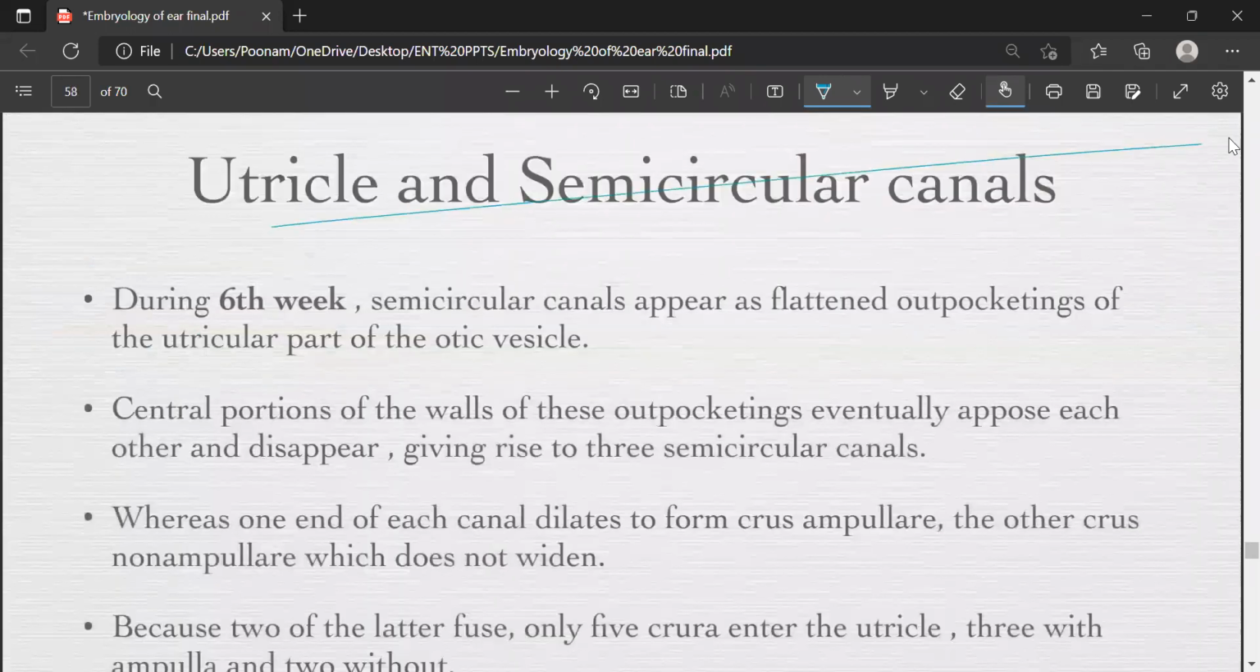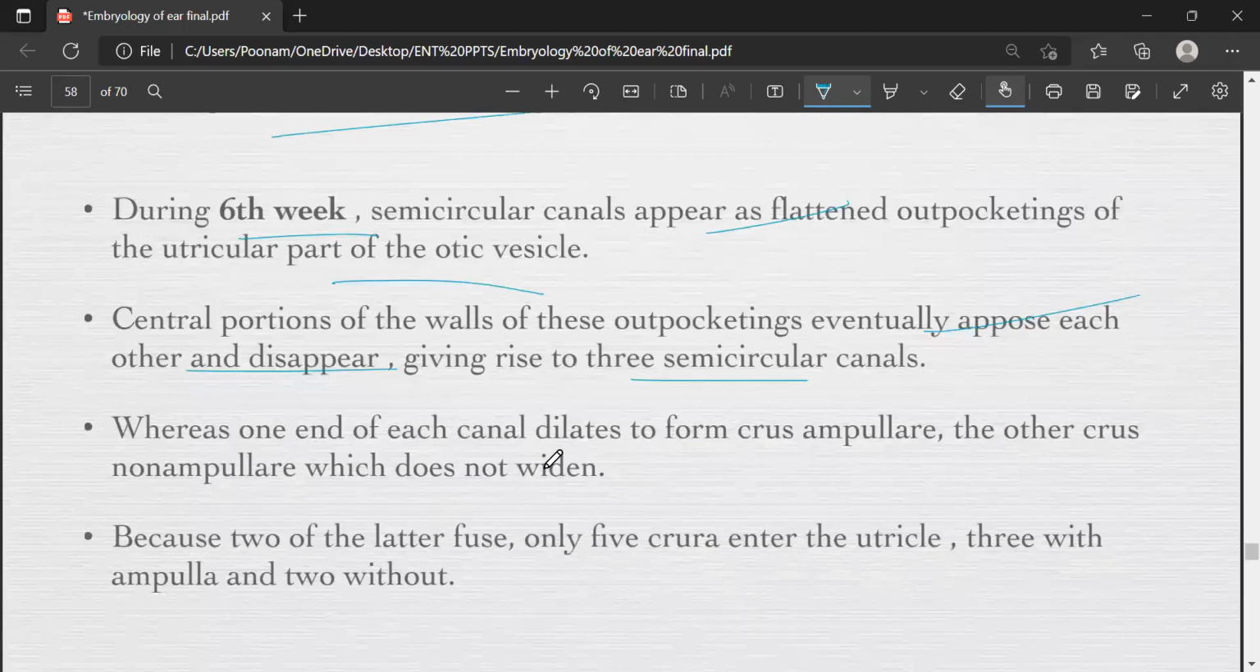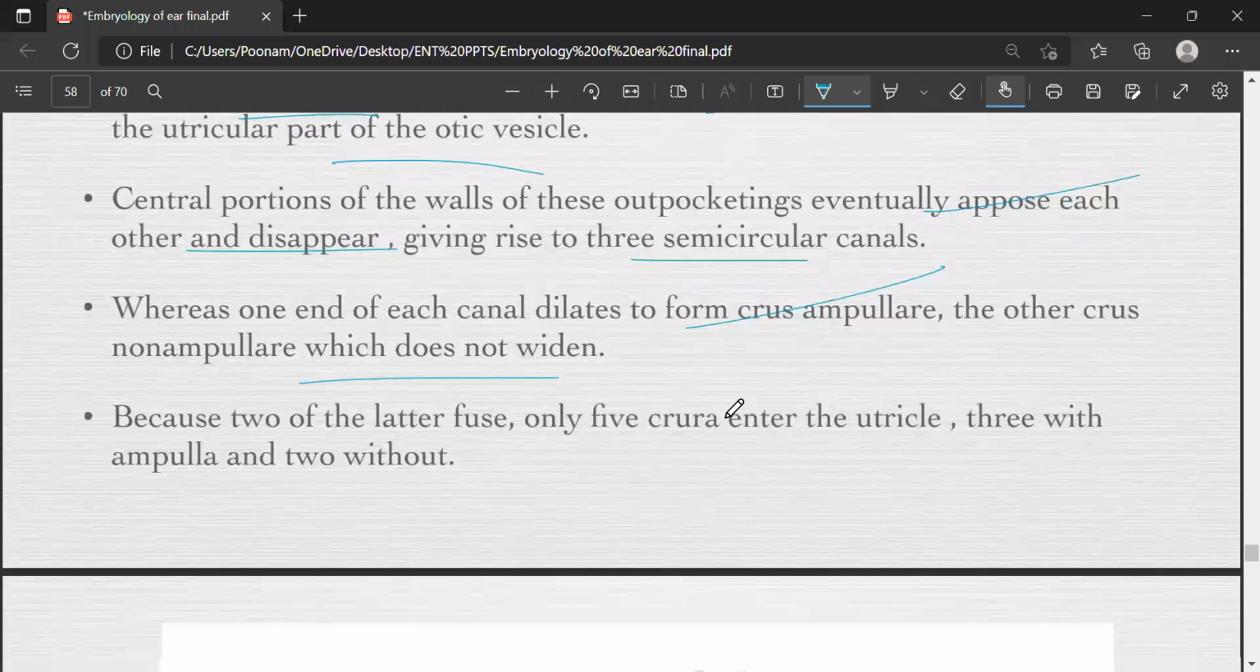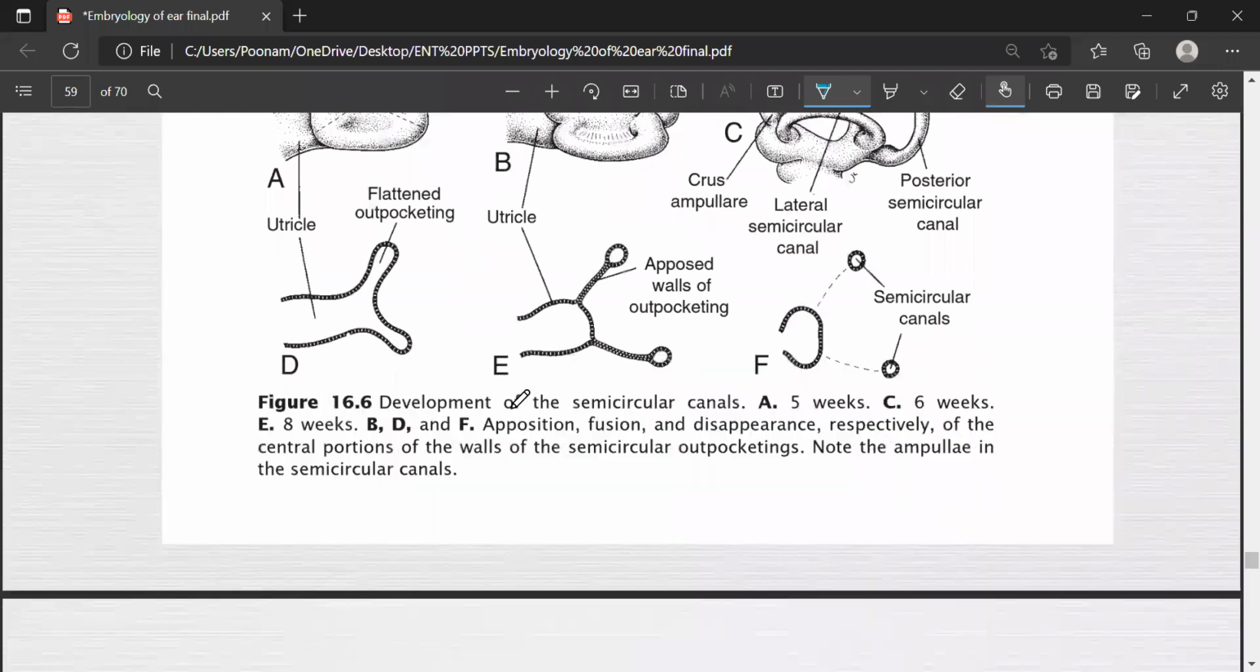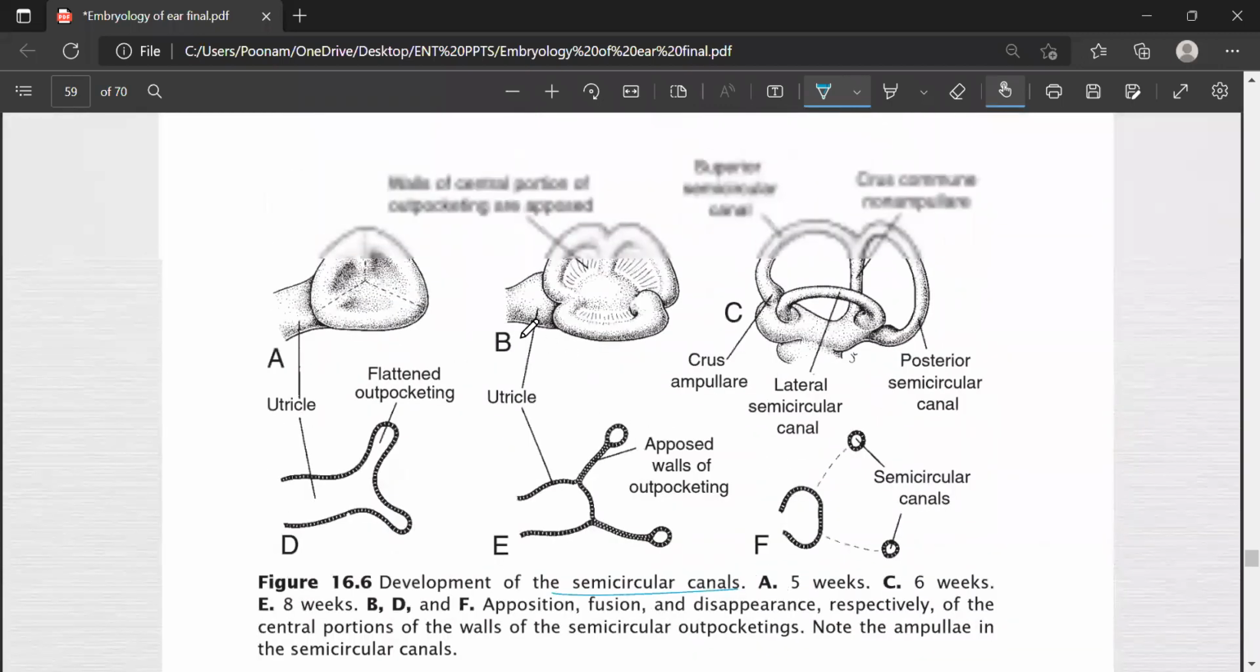Now, utricle and semicircular canals. During the 6th week, the semicircular canals appear as flattened outpouchings of the utricular part of the otic vesicles. Central portions of the walls of these outpouchings eventually oppose each other and disappear, giving rise to three semicircular canals. One end of each canal dilates to form the crus ampullare, the other is the crus nonampullare, which doesn't widen. Because two of the latter fuse, only five crura enter the utricle, three with ampulla and two without. So this is the development of the semicircular canal.